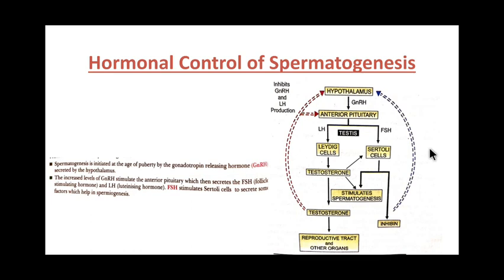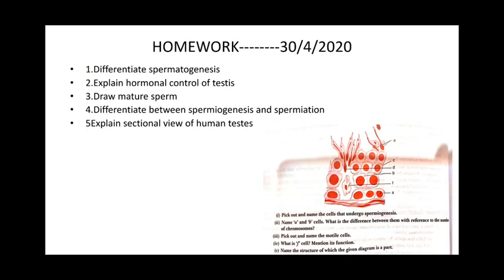Okay, so we are done with the male reproductive system, the structure and the process of gametogenesis. This is your homework, do it in your copy, and next we will be starting with the female reproductive system and oogenesis and the hormonal control.